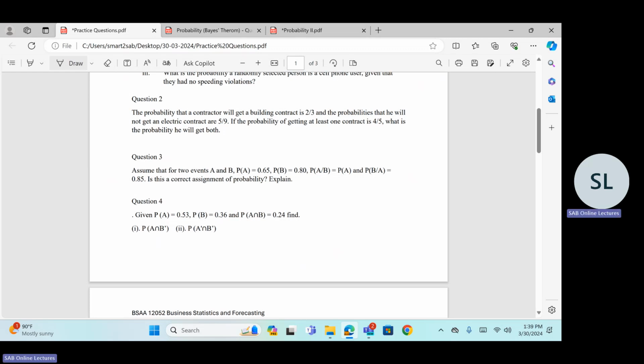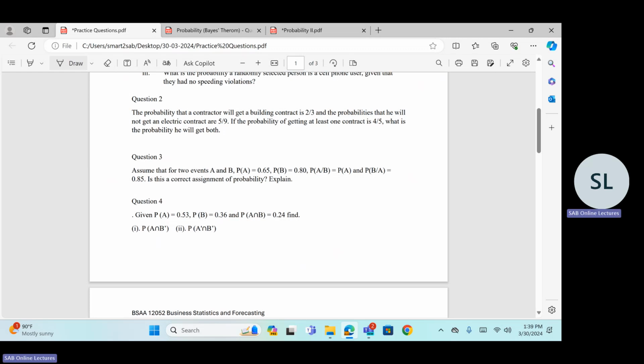Okay. Assume that for two events we call A and B, probability of A is equal to 0.65, probability of B is equal to 0.80. Okay, then these are the two probability values. Then A given B is equal to probability of A. Then the other one is B given A is equal to 0.85.